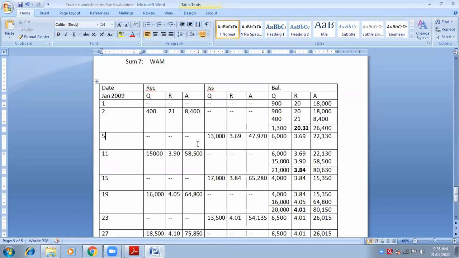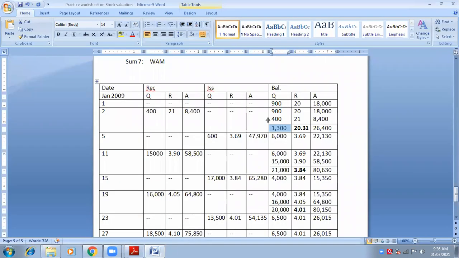Now this date we are issuing how many units? 600 units. Now we have in our pocket 1,300 units total. Now we need to look at the total. Weighted average method means we don't have to look at the first slot and the second slot and the third slot and so on. Instead of that, we have to take the total slot. How much is the total slot? 1,300. Out of 1,300, 600 is to be issued.